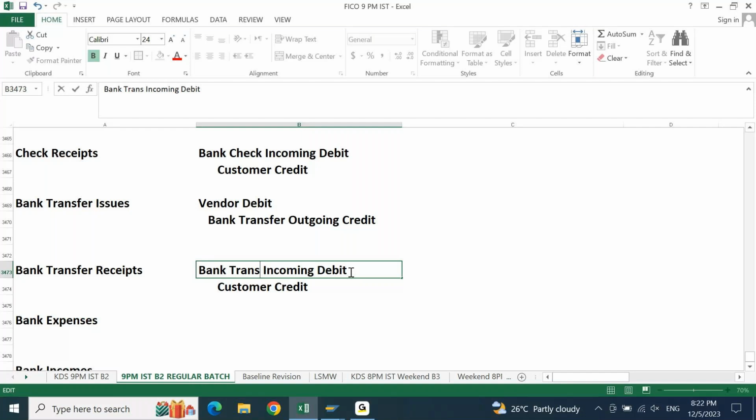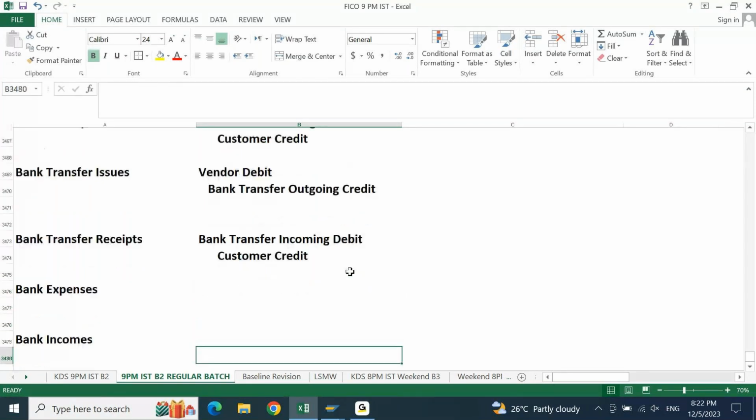The mode of payment is being changed: check, transfer. If you have any other mode of payment like NEFT, RTGS, ACH, whatsoever, you are just going to replace check, bank transfer with RTGS, NEFT, ACH, whatsoever. This is the mode of payment. Currently, we are considering check as one mode of payment and bank transfer as another. If there is any other mode of payment, you just replace this and add another accounting entry for it.